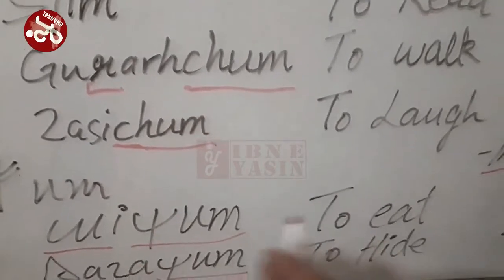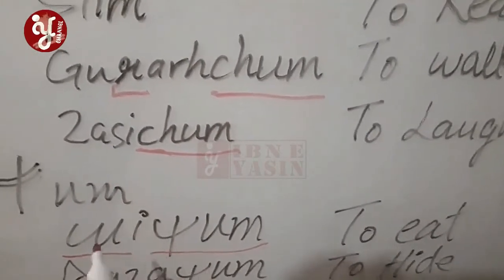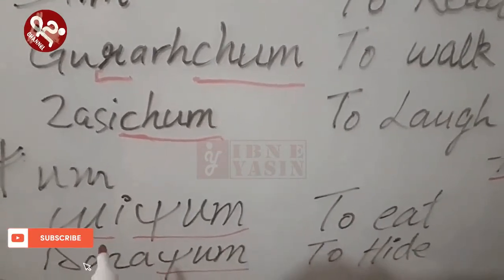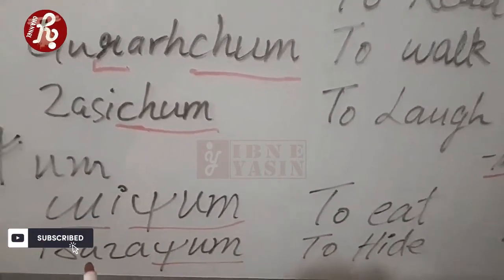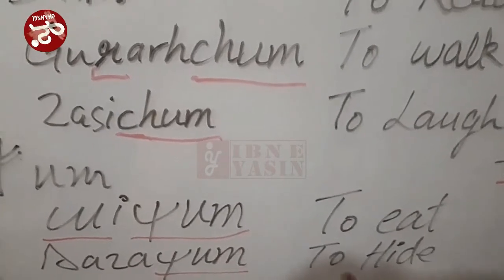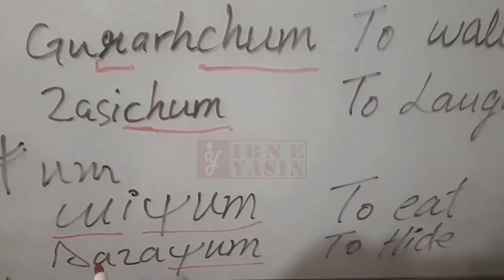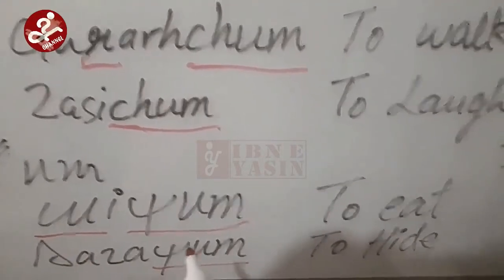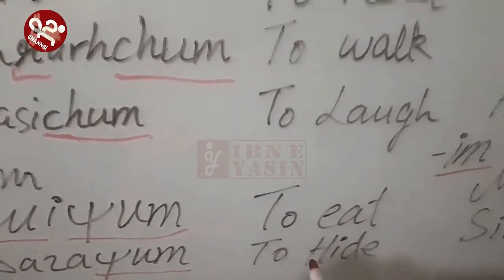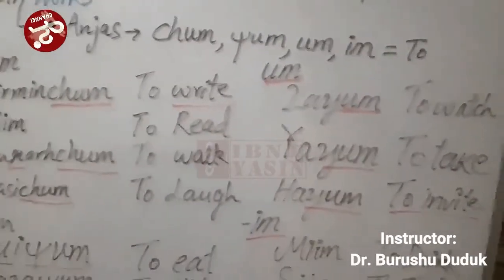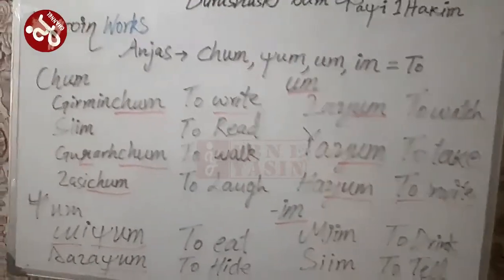eat. Then you will remove the i and trum and write she. It becomes sheh, which means eat. You will tell somebody to eat a bread: pako sheh, eat the bread. And daga trum, daga means hide, daga trum means to hide. So all of these are the verbs. These are the examples of the verbs.